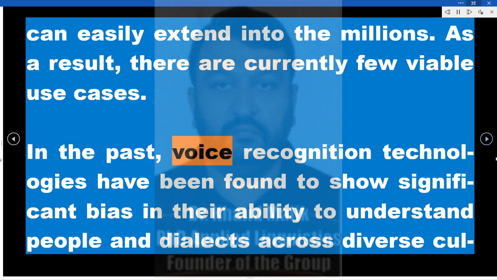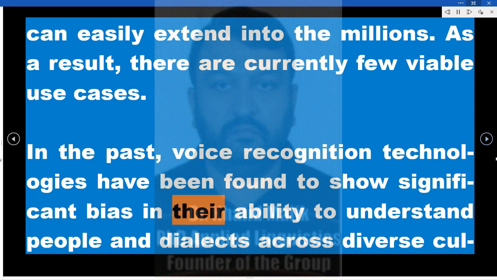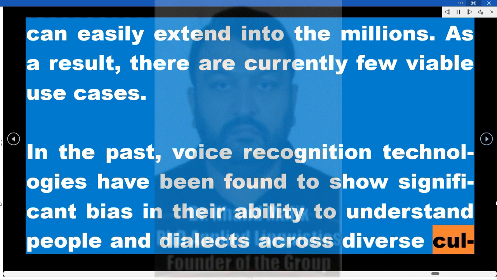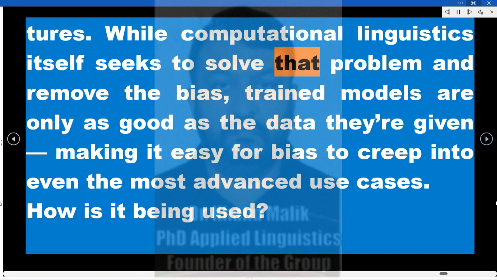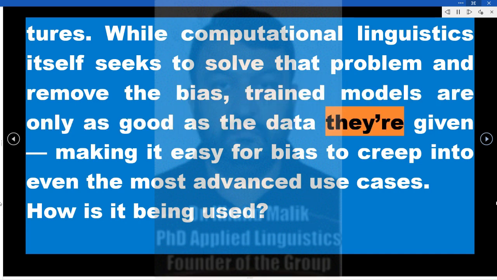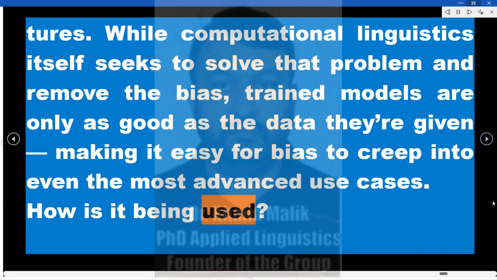In the past, voice recognition technologies have been found to show significant bias in their ability to understand people and dialects across diverse cultures. While computational linguistics itself seeks to solve that problem and remove the bias, trained models are only as good as the data they're given, making it easy for bias to creep into even the most advanced use cases.